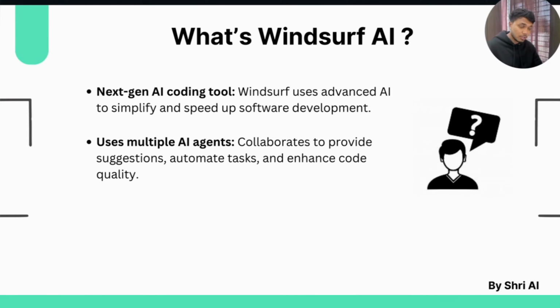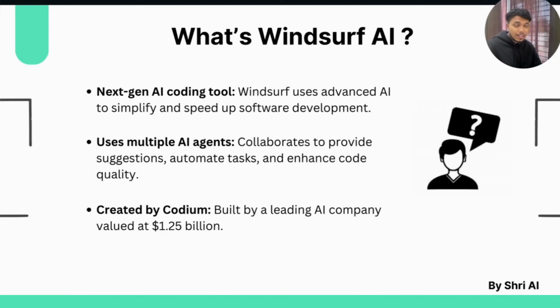And then finally, it is created by Codeium, the biggest software company to build an open source solution to Copilot. And it's one of the most leading AI companies that is developing a lot of developer tools. Surprisingly, it's valued at $1.25 billion, so they know what they are doing, right?